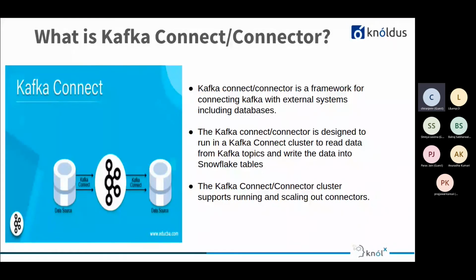Kafka Connector is a framework which is used to connect Kafka with external applications and databases. It is designed to run on a Kafka cluster to read data from the Kafka topics and write data into Snowflake. Snowflake is basically an inbuilt database of Kafka Connect. In general, a single application can publish to many topics and a single application can subscribe to multiple topics with the help of Snowflake. The Kafka cluster supports running and scaling out connectors, that is, components that support reading and writing between the external systems. Now I will tell you how the Kafka connector works.